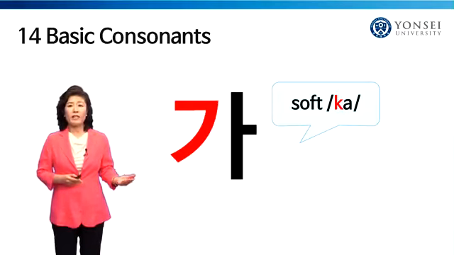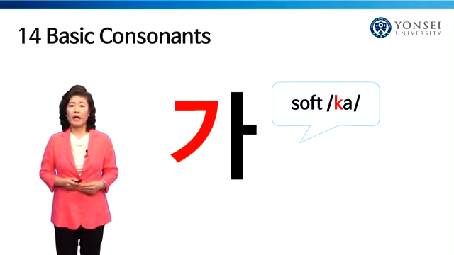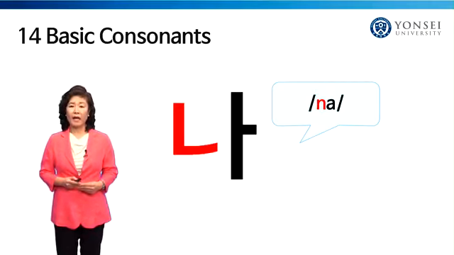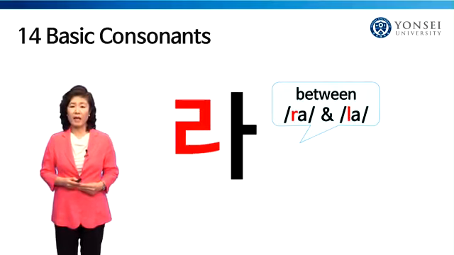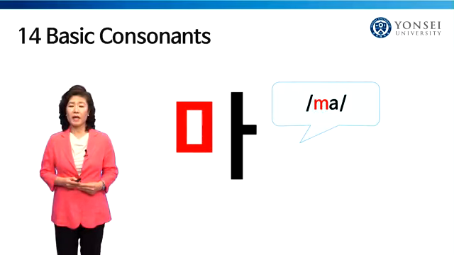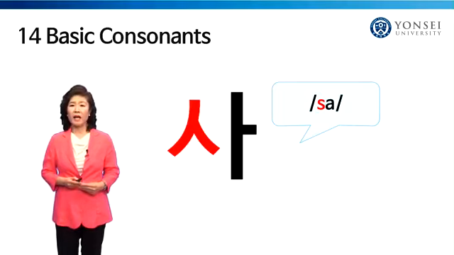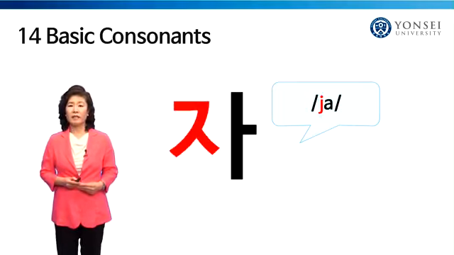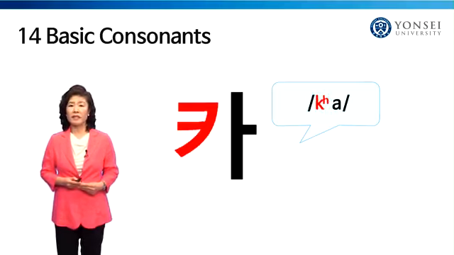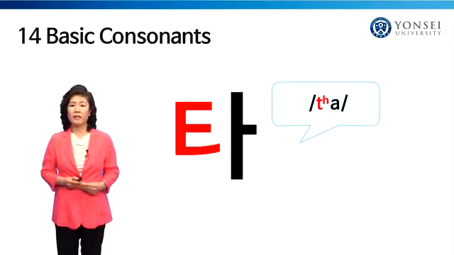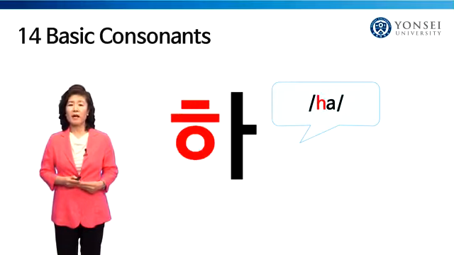We will pronounce these letters with the first basic vowel a, 가, 나, 다, 라, 마, 바, 사, 아, 자, 차, 카, 타, 파, 하.